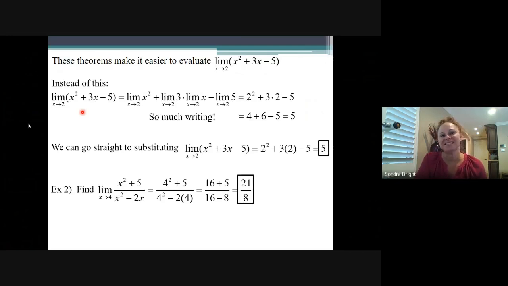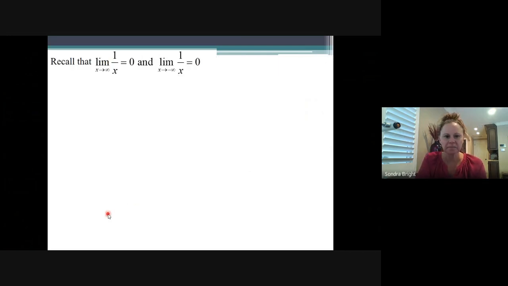So that's what these theorems make nice: when it's a polynomial, we can just plug it straight in. And even if this guy is a rational function, as long as we're not getting a divided by 0 here, we can just plug the value in and it'll be fine.